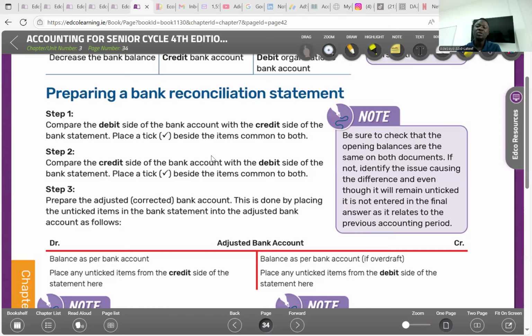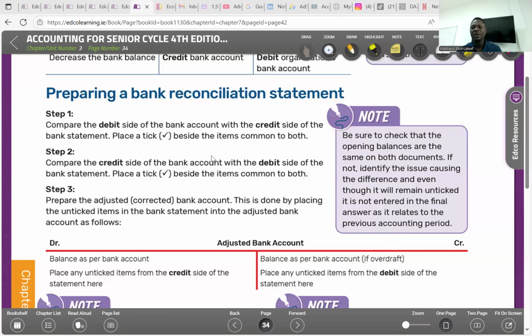And the last reason why we need to do a bank reconciliation statement is to ascertain the amount of money the business has in its bank account, which is on the debit side of the bank account, or the money it owes, which will be on the credit side of the bank account, in the form of overdraft. We talked about what an overdraft is. A bank overdraft is a credit facility that allows a business to withdraw more than its available credit balance. So today we are going into the preparation of the bank reconciliation statement.